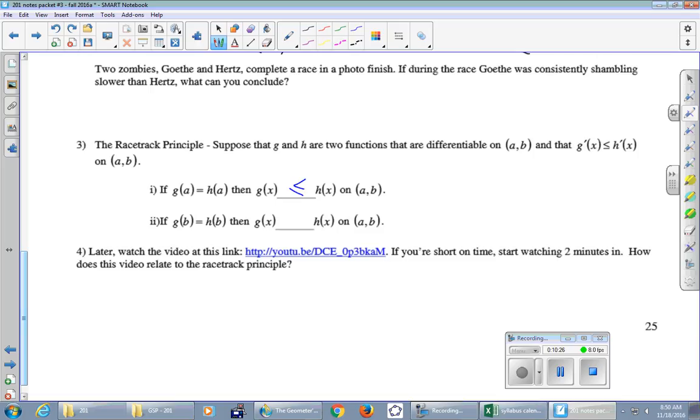Okay, part 2 says that g of b equals h of b. b is the end of the race. So this is getting tied at the end of the race, but still g is slower all the time. So what does that mean? g is winning the entire race until the tie at the end, okay? It's sort of intuitively obvious that these statements are true. It's not clear how that helps us in any way, so you're going to explore how to use the racetrack principle in the activities.